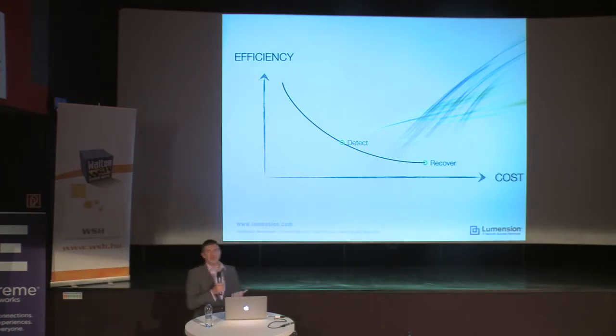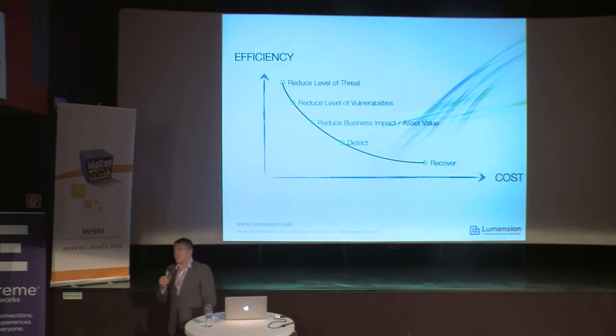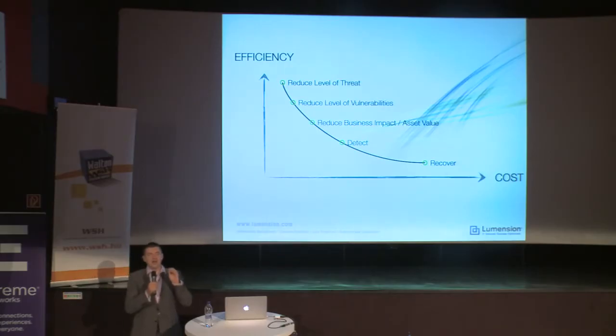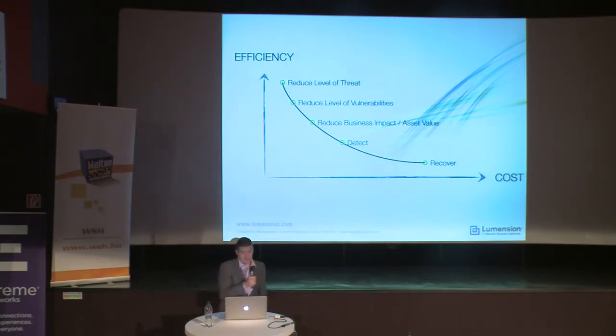Okay, it might be close to real-time. But what good does it give you if you get a message that somebody has just stolen information from you? It's detection. And there are three methods that actually have a direct impact upon business risk: the reduction of the asset value or business impact, the reduction of the level of vulnerabilities, and the reduction of the level of threats.